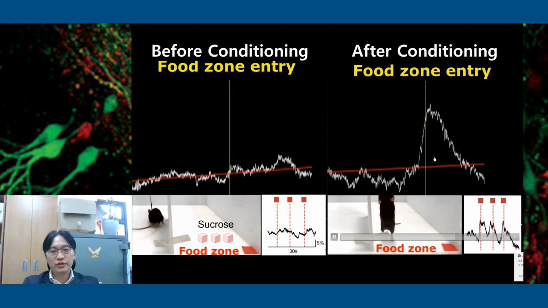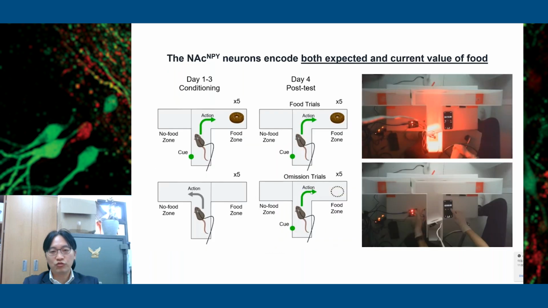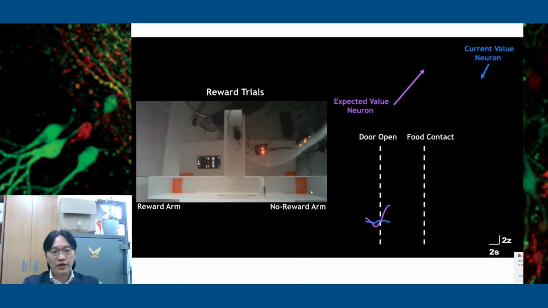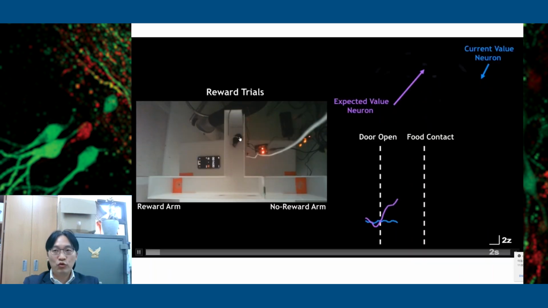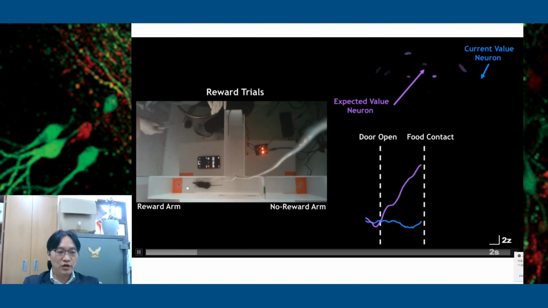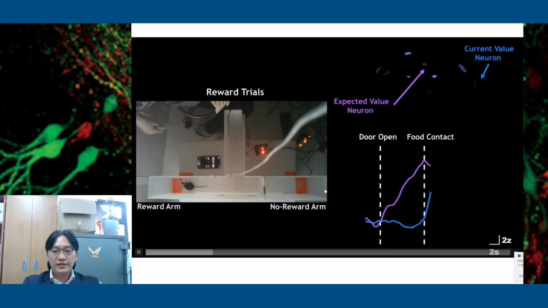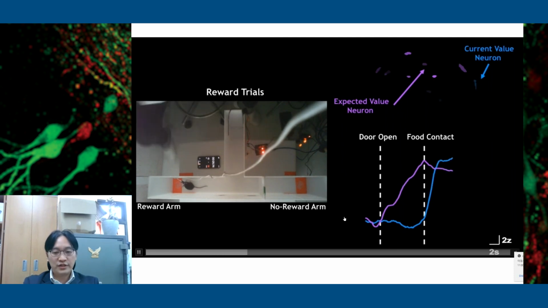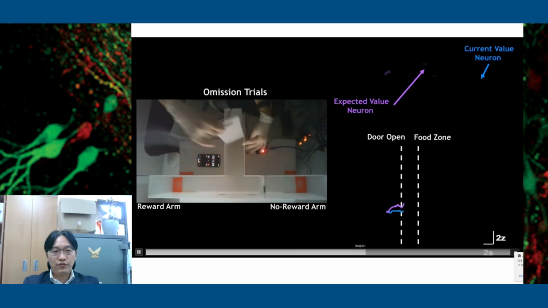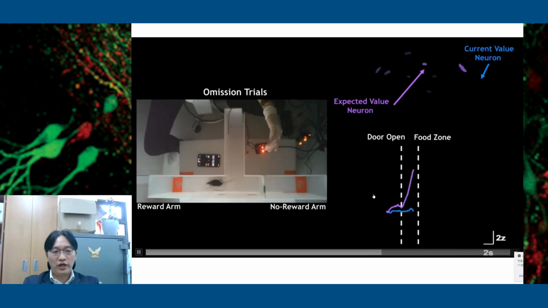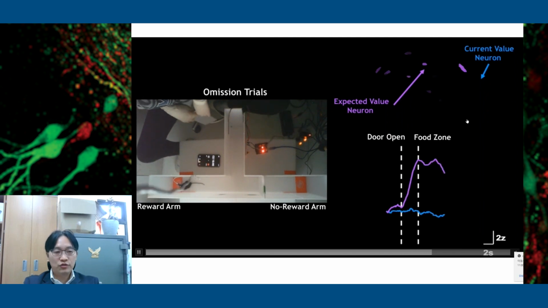So we saw this, and we tried to do the miniscope later, recording single neurons at the same time. As they expect, they go and eat the food, and they say, oh, there's the food. So we could distinguish 2 different neurons at this time. And at the omission trial, this same purple neuron goes up, but since there's no food, this current value neuron is not activated.